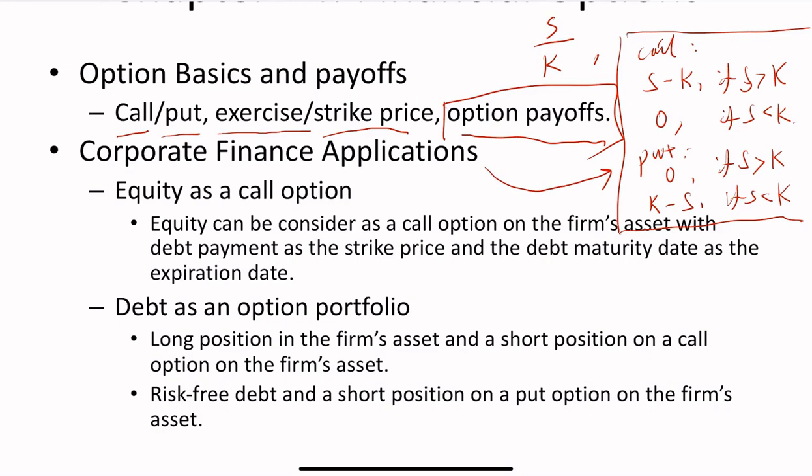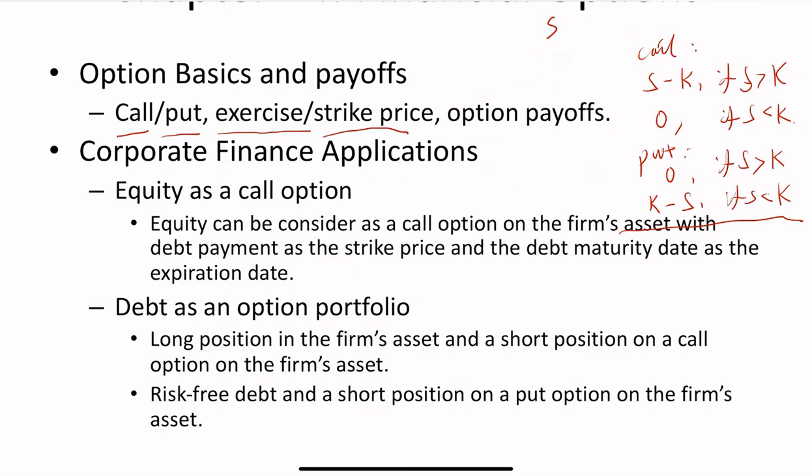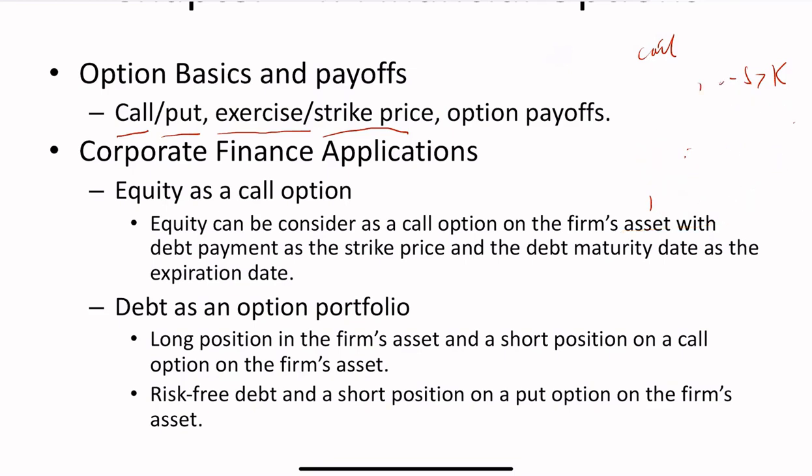So in terms of applications, we talk about basically 2 major results. The first is you can consider equity as a call option. To be more specific, this call option is based on the firm's asset, its exercise price is the expected debt payment, and its expiration date is the debt maturity date.